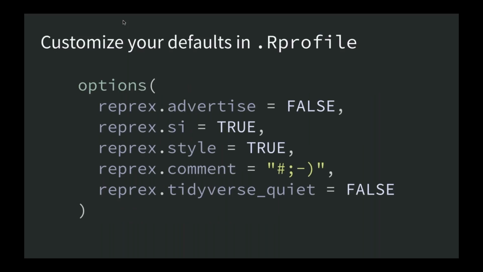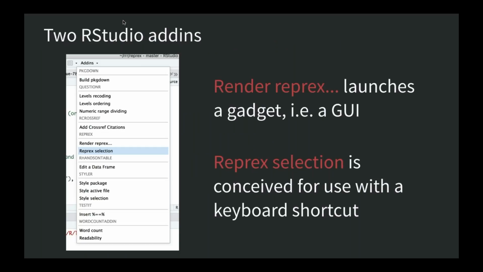A lot of the things that I showed you toggling on and off, you can actually set up your own personal defaults for by, again, putting some code in your .Rprofile, which we've already talked about. So this is just an example of someone who always wants to include session info. They always want to restyle their code. They have a whimsical sense of what the comment string should be for output, and they always want to see the tidyverse startup message. So these are not my defaults, but it's an example of what you can do.